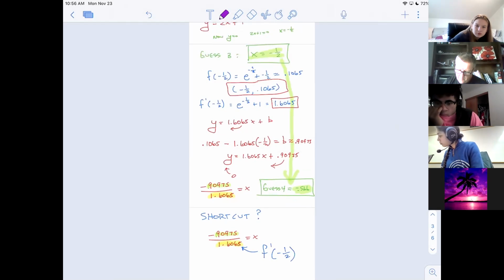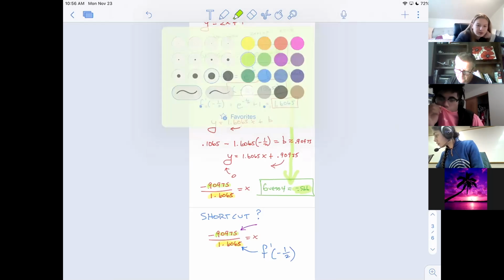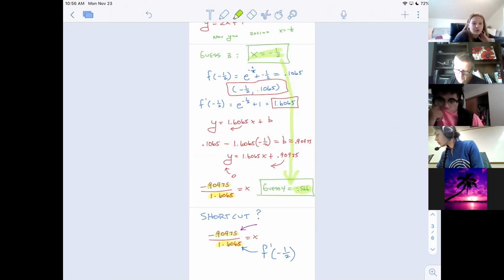What about this 0.90975? Where did it come from? Well, we needed to use our x point, plug it into our y equation to find the b. In other words, didn't it come from right here?